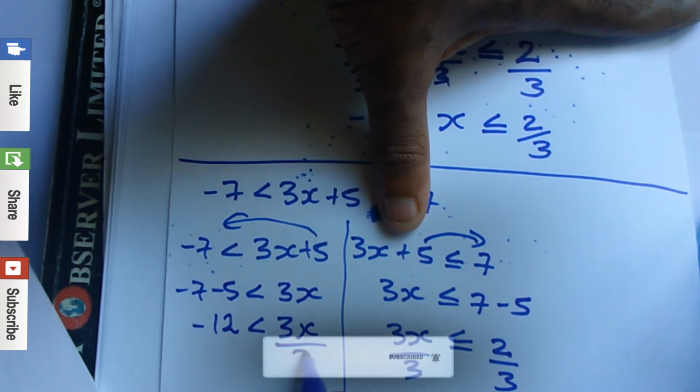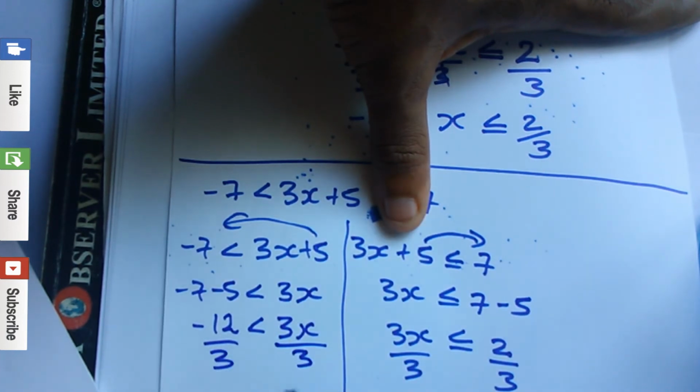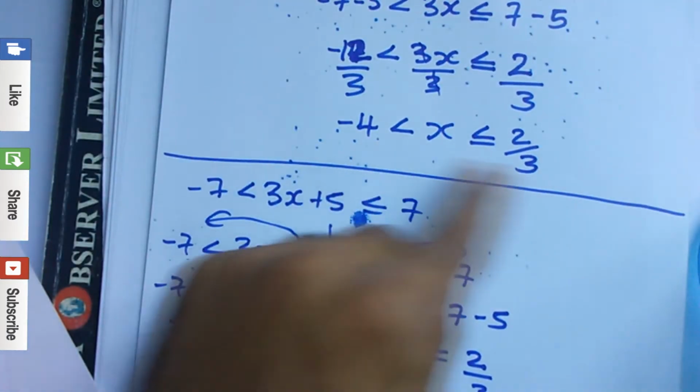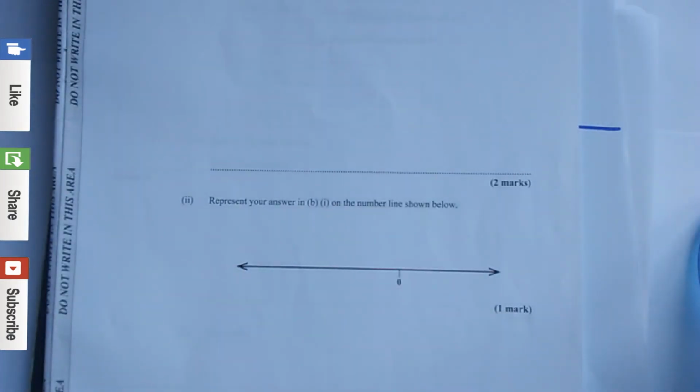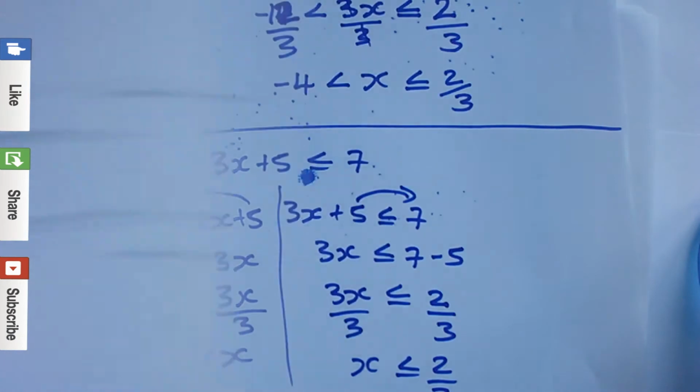Then I'm going to divide both sides by 3. X would be greater than minus 4. So as you can see, it's the same answer as we got up here. Now the follow-up question, they said we're supposed to represent our answer on a number line. So I'm going to do so.